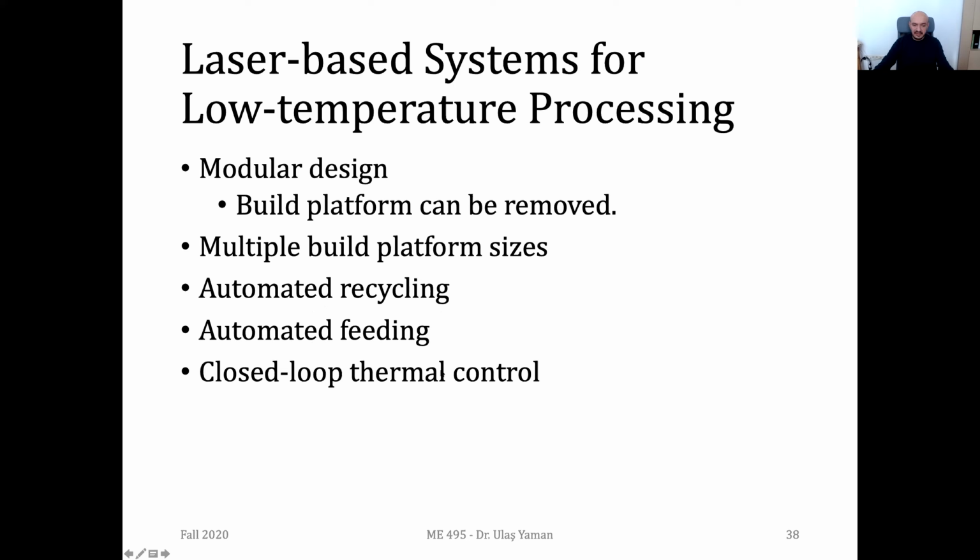And I mentioned this one, the thermal control. They make use of some thermal cameras and also some thermocouples around the machine, and they try to keep this temperature at the desired values. And this is done with the help of a closed-loop control approach. They are controlling the temperature in a closed-loop manner.